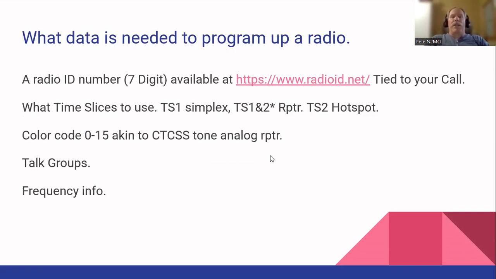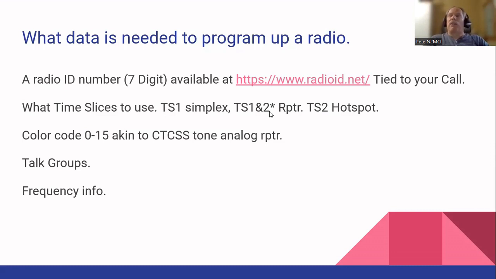And what do you need to program up a radio? We're kind of working towards where Mike's going to take over here, but you have to get a radio ID. And I forgot to add something too. If you're going to use Brandmeister, log on to Brandmeister and get a Brandmeister user ID. You'll need that if you're going to create a hotspot. I forgot to input that into the file. And then you have to know what time slice to use, since there's two of them. When you're in simplex mode, the standard is to use time slice 1. And in repeater mode, you can use 1 and 2.